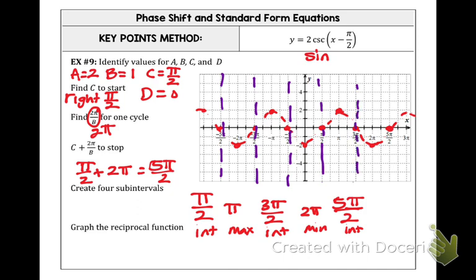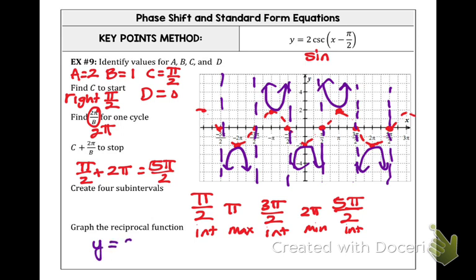And then at my max and mins, we're going to create little parabolas that look like this. And then there would be our graph. Okay. So graph the reciprocal function. The reciprocal function we graphed was 2 sine of x minus half a pi. That's what I did in the dotted lines.